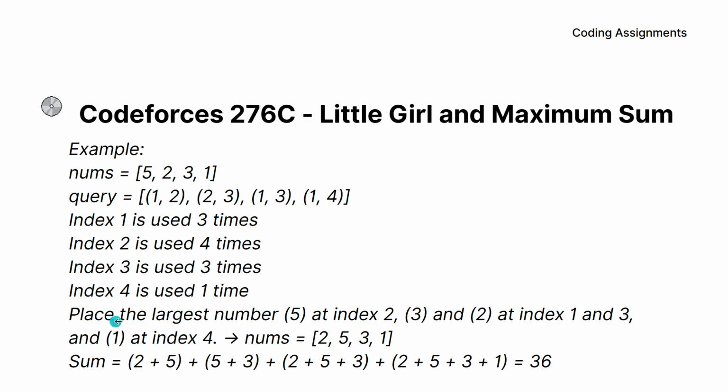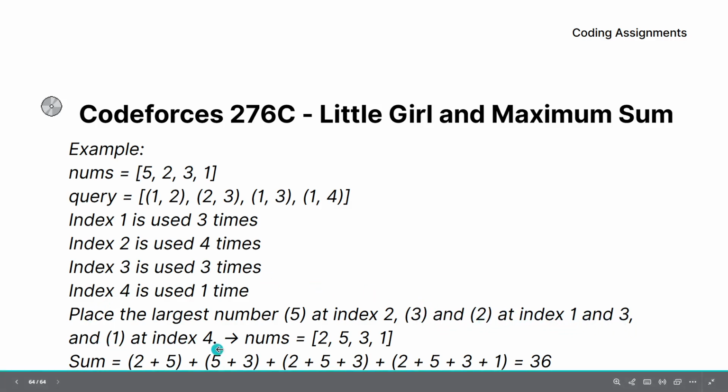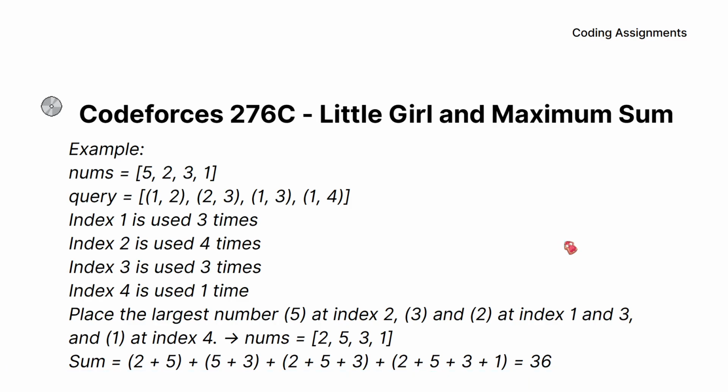And by that, we will place the largest number, 5, at index 2, 3 and 2 at indices 1 and 3, and 1 at index 4. And the array will be 2, 5, 3, and 1. And then we will take the sum of all queries here, and we get the maximum possible sum. And thank you for listening to our presentation about the Fenwick tree.